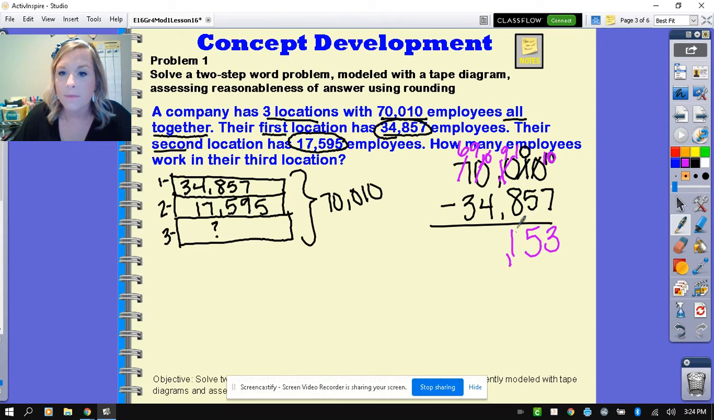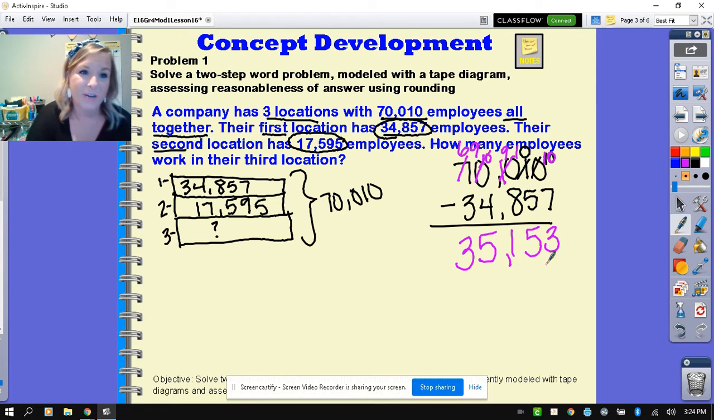My comma's here, so I want to make sure I put it there so I don't forget what place value I'm in. In my thousands place value, I have a 9, and 9 minus 4 is 5, and 6 minus 3 is 3. Now, I know that's where a lot of you would want to stop and say, okay, that's my answer, but that's not what we're solving for.